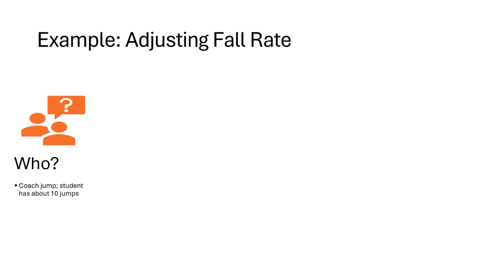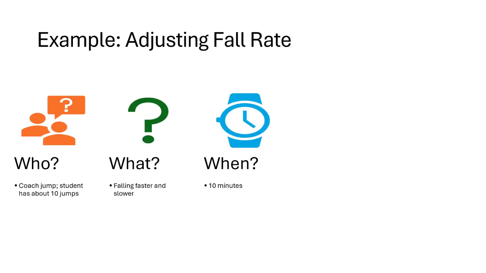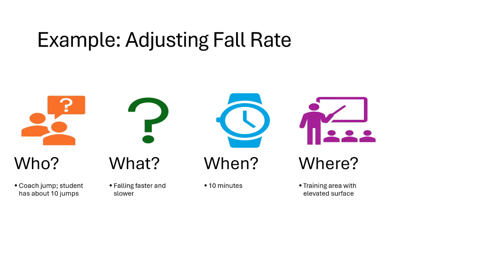If we go back to adjusting fall rate, who would I be teaching this to? This is going to be a coach jump. So this is going to be a student that has probably 10 to 12 jumps or so. We need to teach them to be able to go faster as well as slower. This is a relatively quick topic. It might take me 10 minutes.